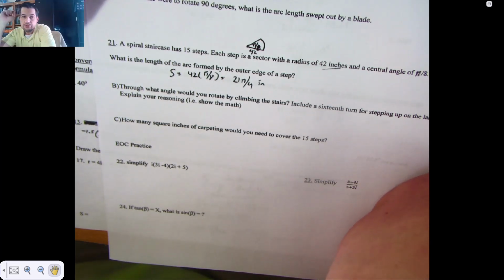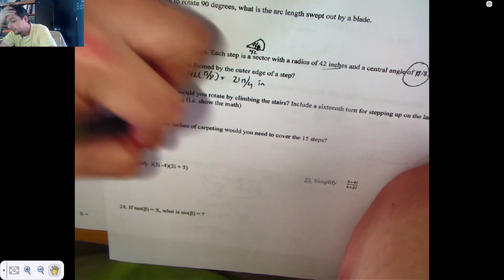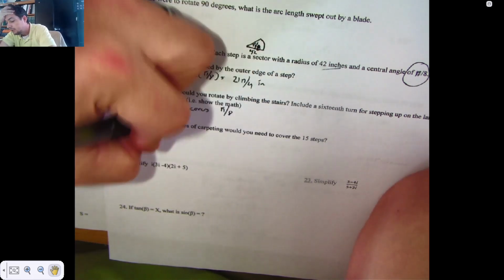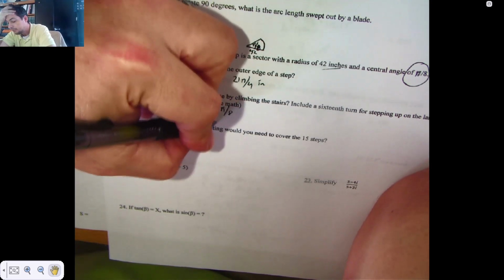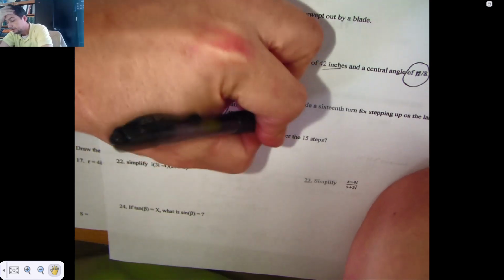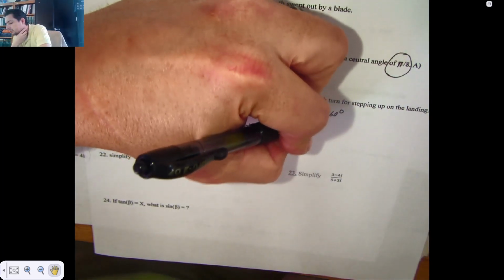Through what angle would you rotate by climbing the stairs, including a 16th turn for stepping up on the ladder? So each step covers pi over 8, and you take 16 steps. So you just have to figure out what 16 times pi over 8 is, and 16 over 8 is 2. 2 pi, or 360 degrees, if you like degrees. It's 2 pi radians, or 360 degrees.